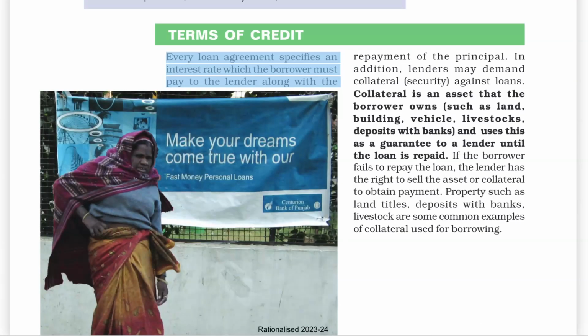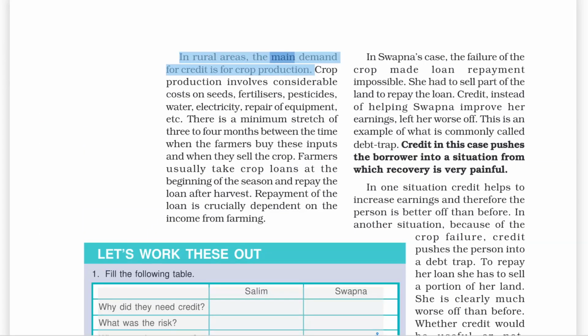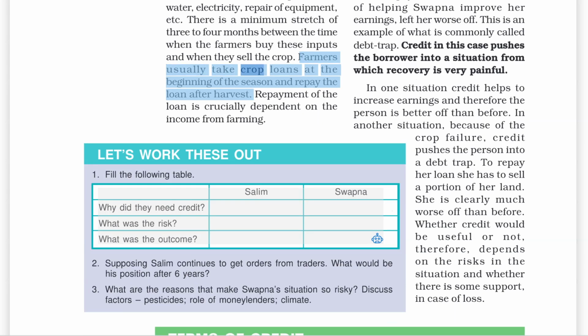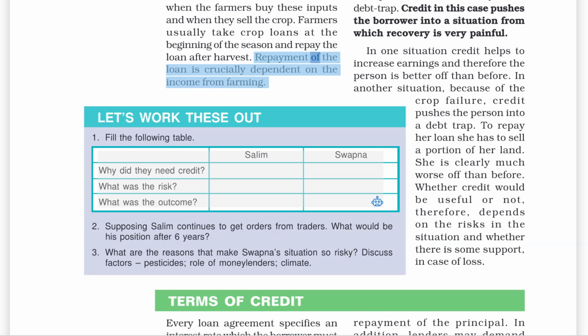Terms of credit. Every loan agreement specifies an interest rate which the borrower must pay to the lender along with the principal. In rural areas, the main demand for credit is for crop production. Crop production involves considerable costs on seeds, fertilizers, pesticides, water, electricity, repair of equipment, etc. There is a minimum stretch of 3 to 4 months between the time when the farmers buy these inputs and when they sell the crop. Farmers usually take crop loans at the beginning of the season and repay the loan after harvest. Repayment of the loan is crucially dependent on the income from farming.